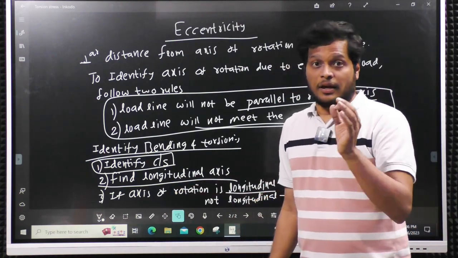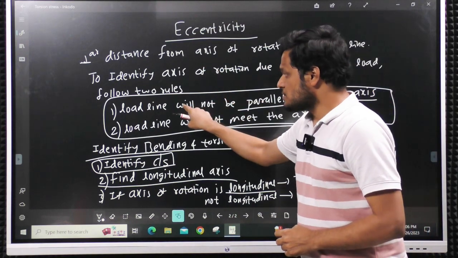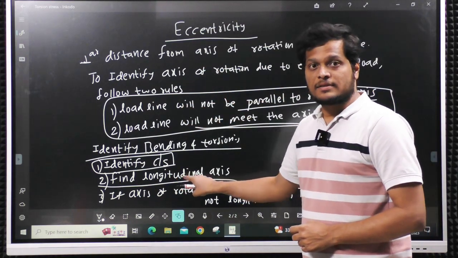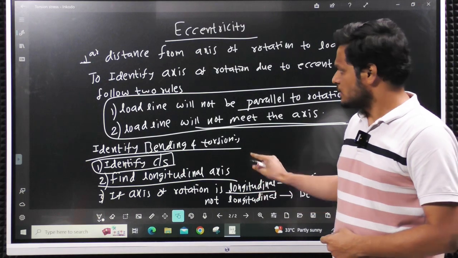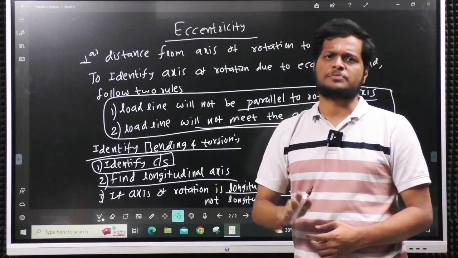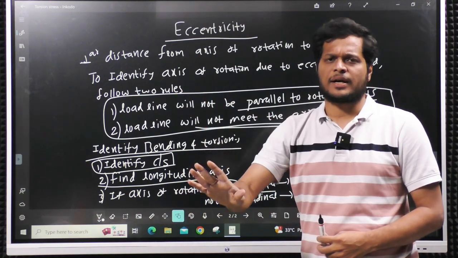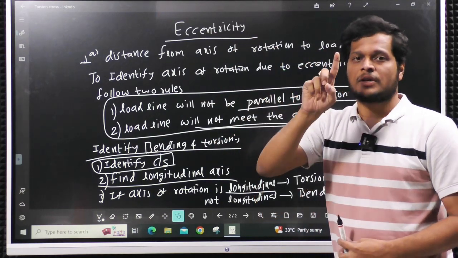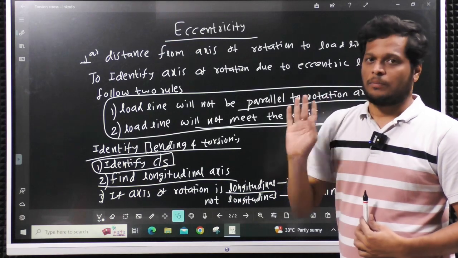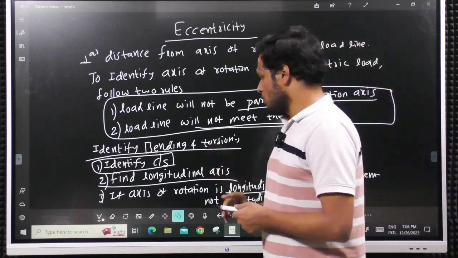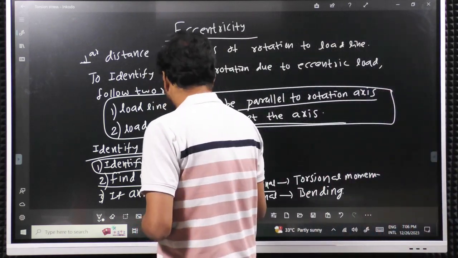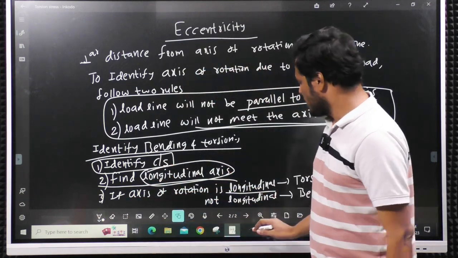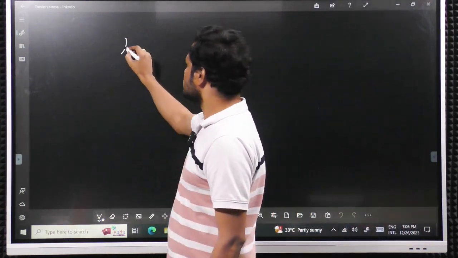Next, if you came to know that the axis you found is the longitudinal axis, then it should be torsion. If it is not longitudinal, then it is bending. Whether it is x or y does not matter, whether it is z or not, that is all. About one axis only, which is along the length, we will be having torsion. So now what is this longitudinal axis? The definition of longitudinal axis is simple.